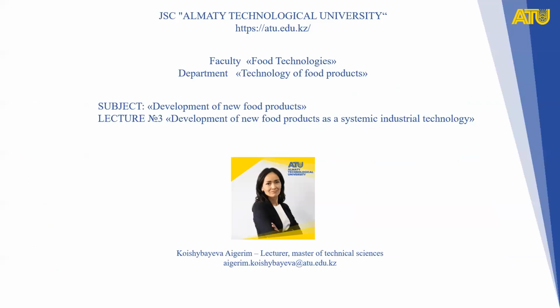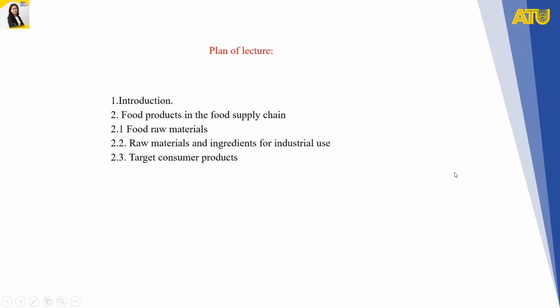Lecture number 3, Development of New Food Products as a Systemic Industrial Technology. We will talk about food products in the food supply chain, food raw materials and ingredients for industrial use, and the target consumer products.